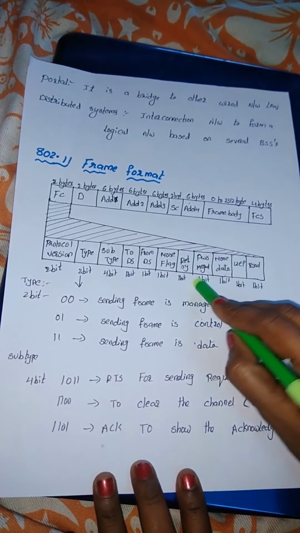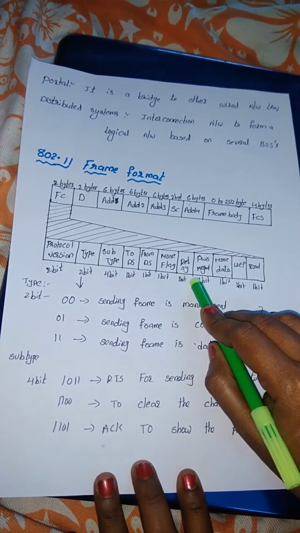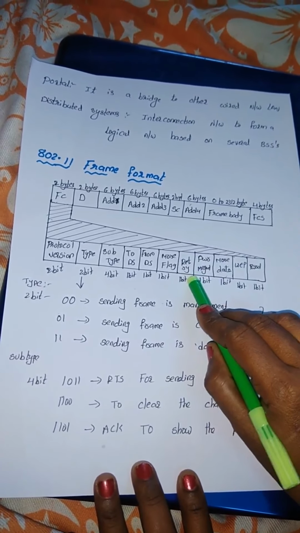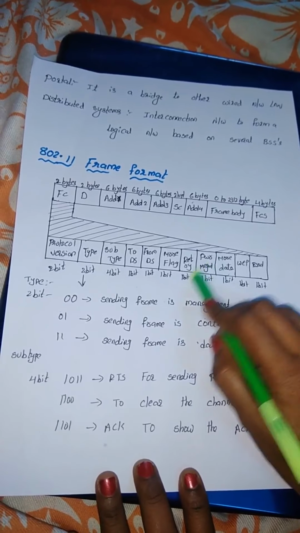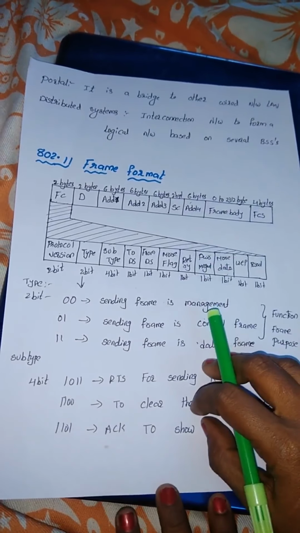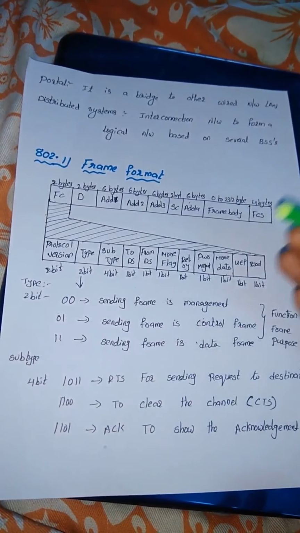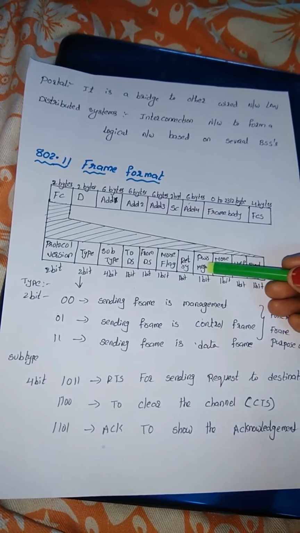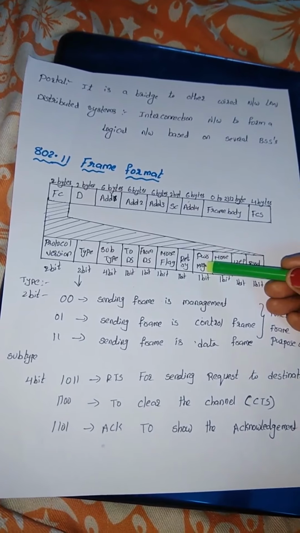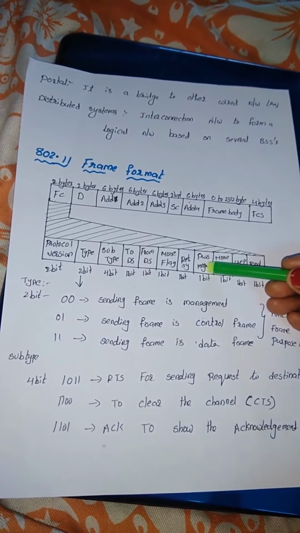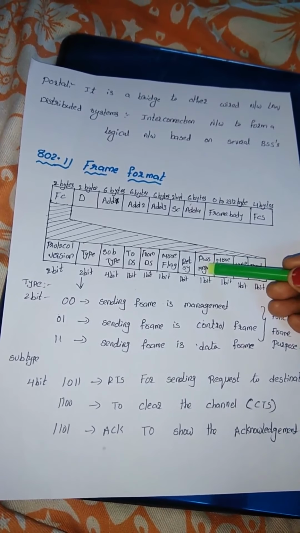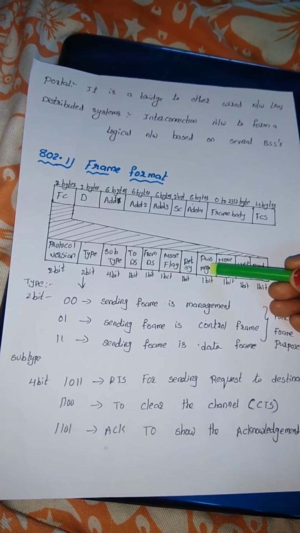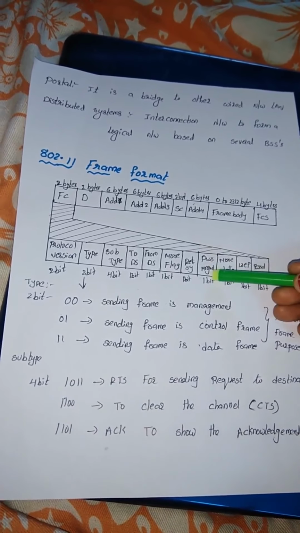And the next one is the retry bit. What does the retry bit mean? Suppose we are sending a frame, and while sending, the frame is lost, so we have to retry that frame. For the first retry, we represent the bit as 1. If we are sending the frame for the second time, we represent the bit as 2. If we are sending it the third time, we represent the bit as 3.